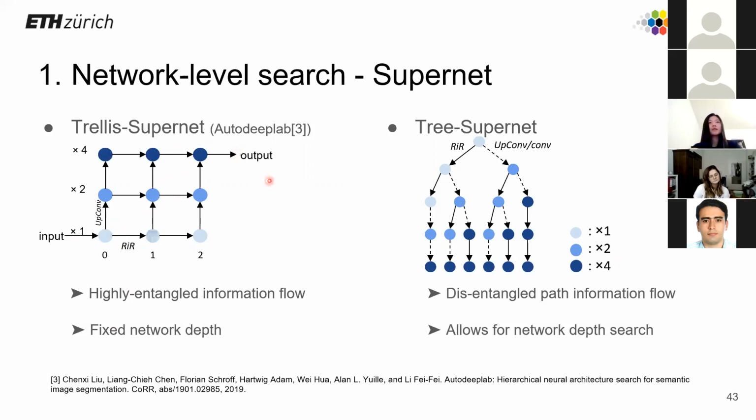because the network depth here is always fixed, since we can only travel from the input node to the output node here. So here we propose a new tree supernet design. As you can see in this tree structure, the information can flow either along a residual block or along the upsampling layers. But the information flow in this tree structure is more disentangled than in the Trilevel Supernet. Also this kind of modeling allows us to search for the network depths. And I'll show you later how we do that.